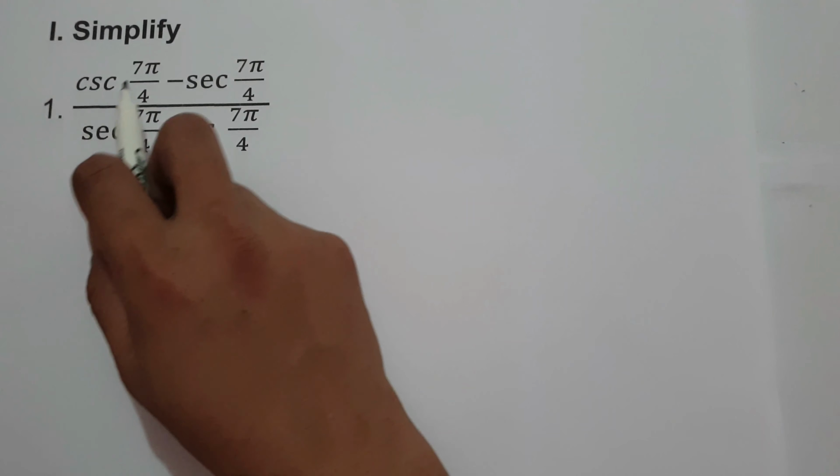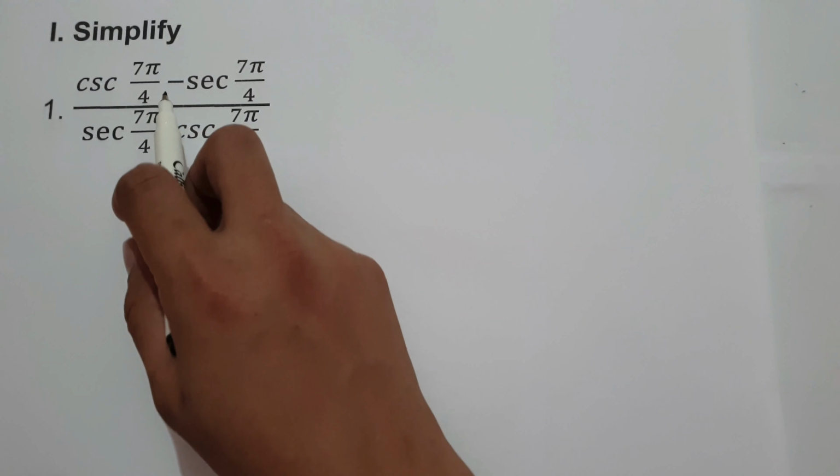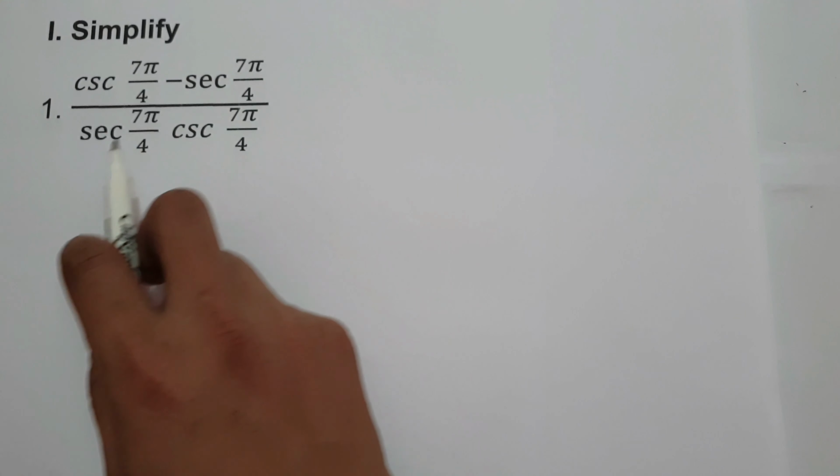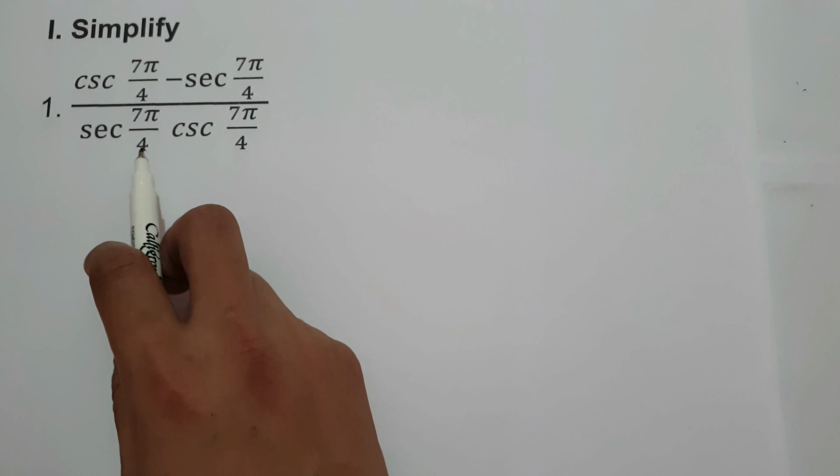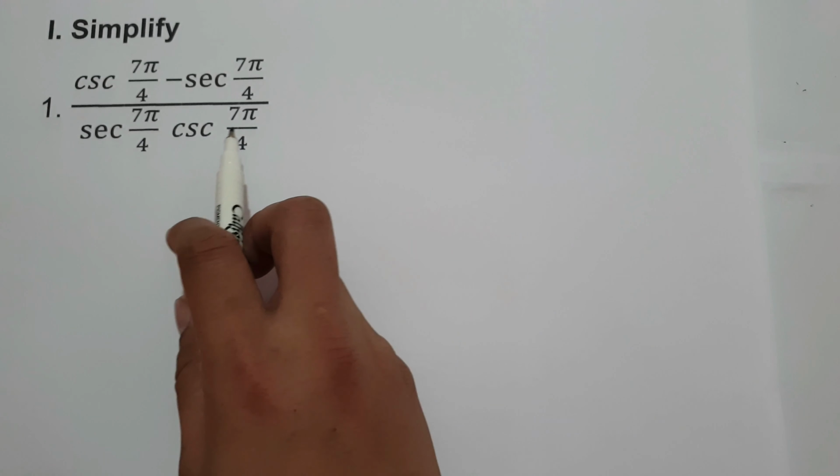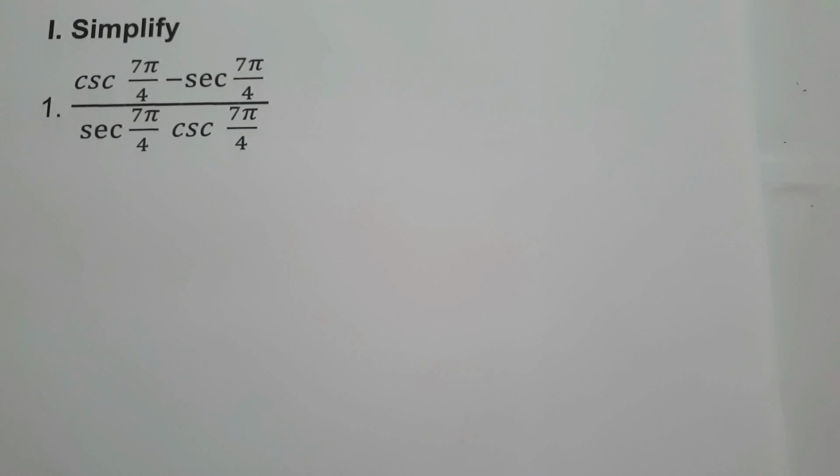In this video, let us explain in detail how to simplify cosecant 7π/4 minus secant 7π/4 all over secant 7π/4 times cosecant 7π/4. So to simplify the given expression, let us first convert the given radians to degrees and use the reference angle to find the exact value of the given trigonometric expression.